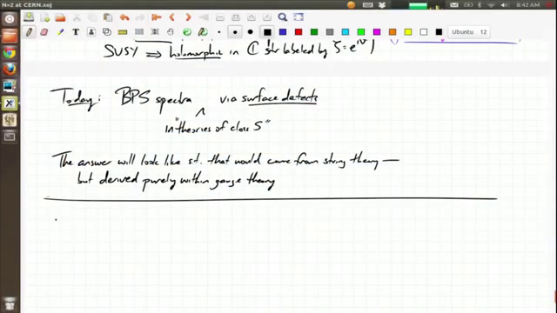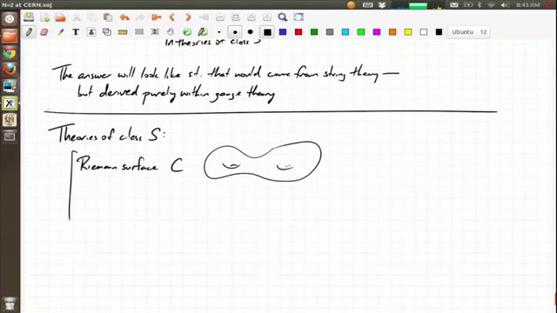So what are the players in this story? What are the theories of class S? This is a construction that's been broadly exploited over the last couple of years. The main thing that you start with is a Riemann surface. Let me call it C. Maybe here's my Riemann surface. I'll take a number k, which is greater than or equal to 2. The way you get these theories of class S, for those who know, is you start with some 6-dimensional field theory, you compactify it on this Riemann surface and get a 4-dimensional field theory.